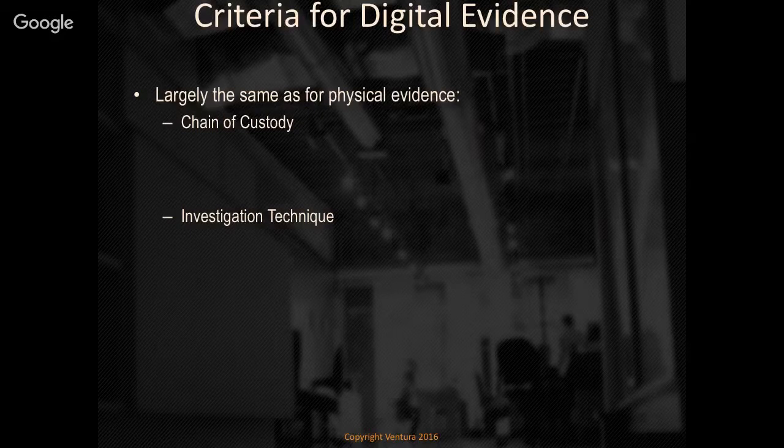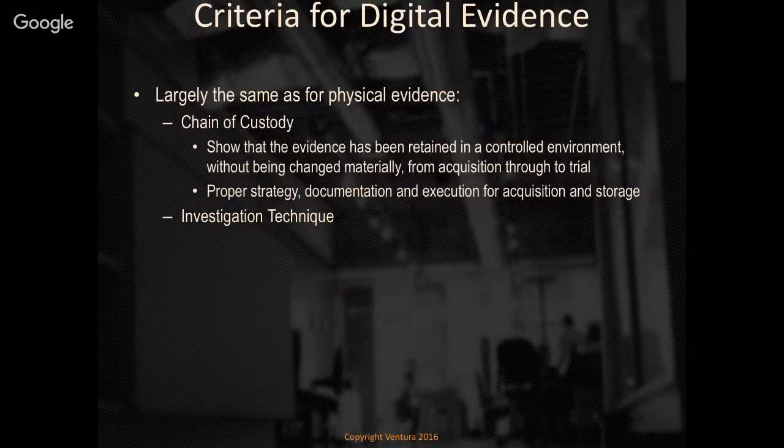So, criteria for digital evidence. It's basically the same as for physical evidence, right? So, law enforcement, but essentially, number one, you have to have chain of custody. You need to show that the evidence from where it started to where it gets to court is not in some way taking a detour that the defense can go and say, oh, you did something with it. Second part is you have to have proper investigation technique.